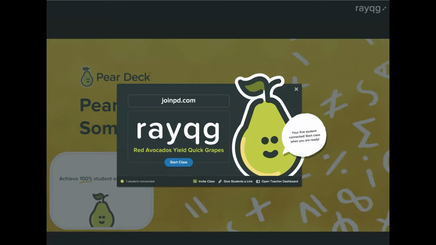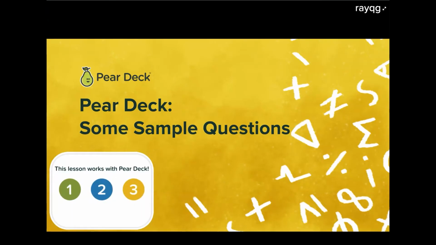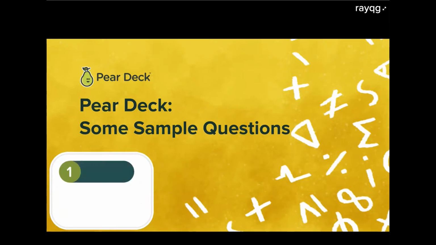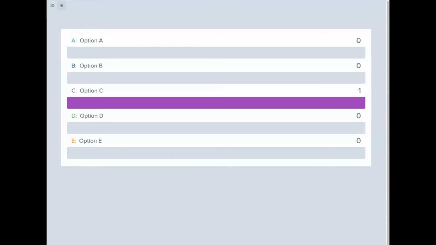So I'm going to click on start class here because I am ready to go, and I will use my arrows down here to work through the presentation. This, for example, is a multiple choice, so students have the opportunity to put in their answer. If I want to show the responses, I click on this, and I am able to show them once my students respond. And so we have a response of C.